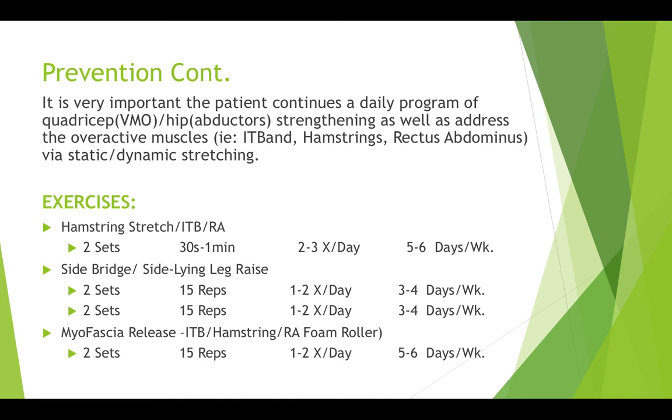And myofascial release, so releasing those muscles that are overly active. That would be generally, not always, but generally the ITB, the hamstrings, and the rectus abdominis. A foam roller or lacrosse ball of some sort would be good for that. 2 sets, 1 to 2 times per day, and 5 to 6 days per week. Actually, I'm sorry, reps needs to be changed to time, so I apologize. That's 1 to 2 minutes generally of release time. You can go up to 5 minutes. It doesn't matter on this one.